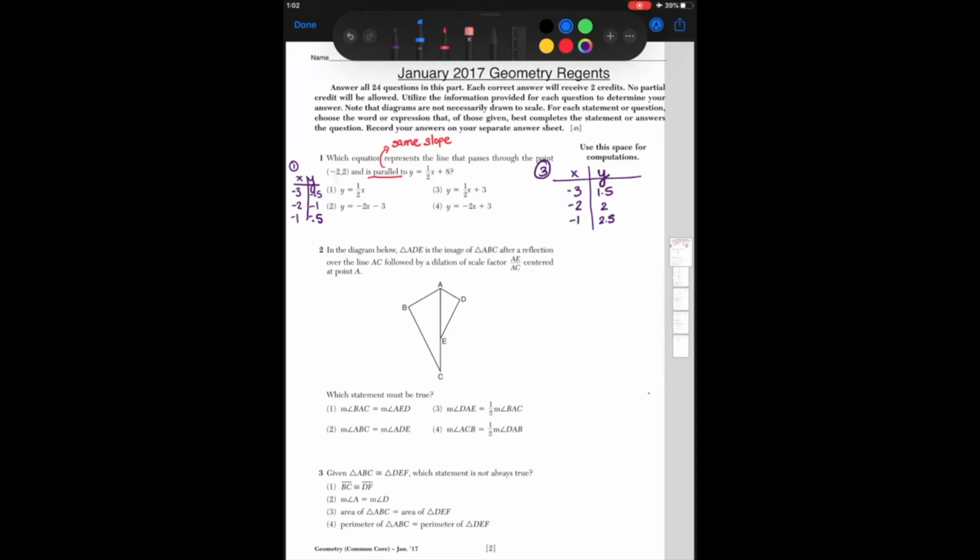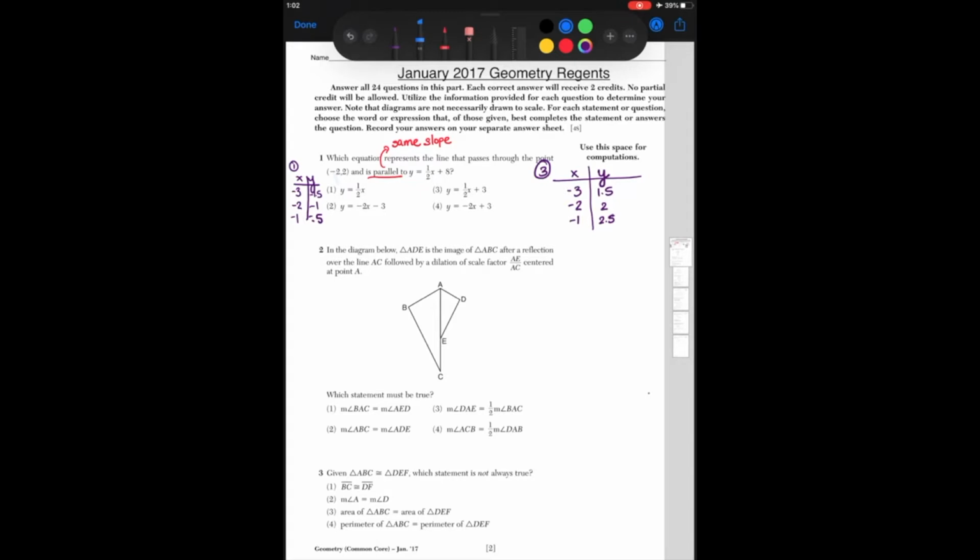Number 1. Which equation represents the line that passes through the point (-2, 2) and is parallel to y equals 1/2 x plus 8? Okay, so there are two things that you need to remember. One, that parallel lines have the same slope. So let's talk about the slope of the given equation before we get into it.